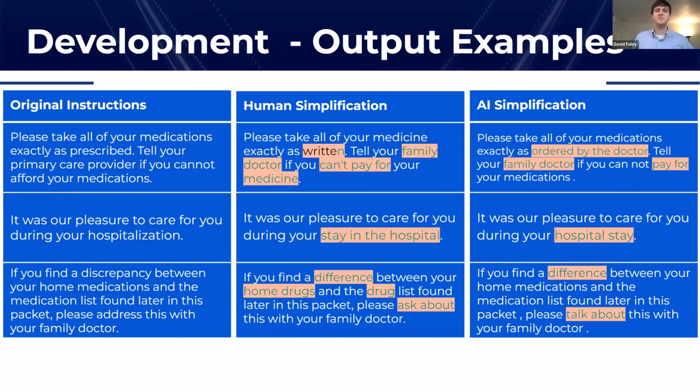Okay, so here are some output examples of the actual model. Not an idealized model, but the actual model as it exists. So some of the simplifications you can see here are pretty reasonable. For example, take your medications as they're prescribed, so take them exactly as they are written. It replaces a phrase like primary care provider with family doctor. It replaces the word afford with can't pay for. Oh, I'm sorry. Yeah, so this is the human simplification. And then the AI simplification doesn't always match the human simplification, but even when it doesn't, it makes reasonable substitutions a lot of the time.